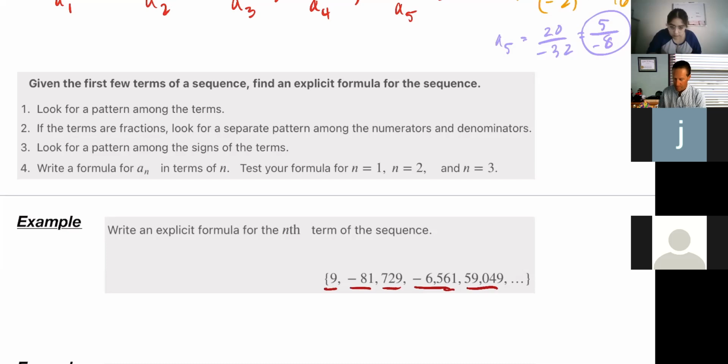What do you think? Do you guys see a pattern? What's the obvious pattern that you see right away? They're alternating. Good. Positive, negative, positive, negative, positive. I'm assuming the next one would be negative. Excellent. So I know what's going to have to be involved.